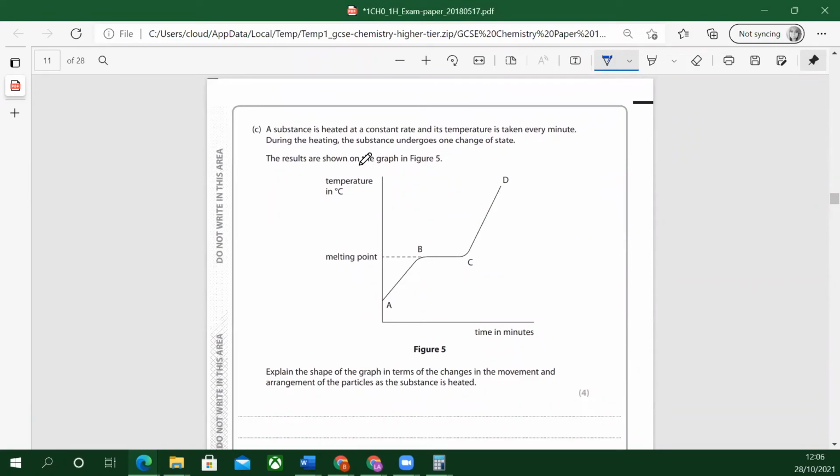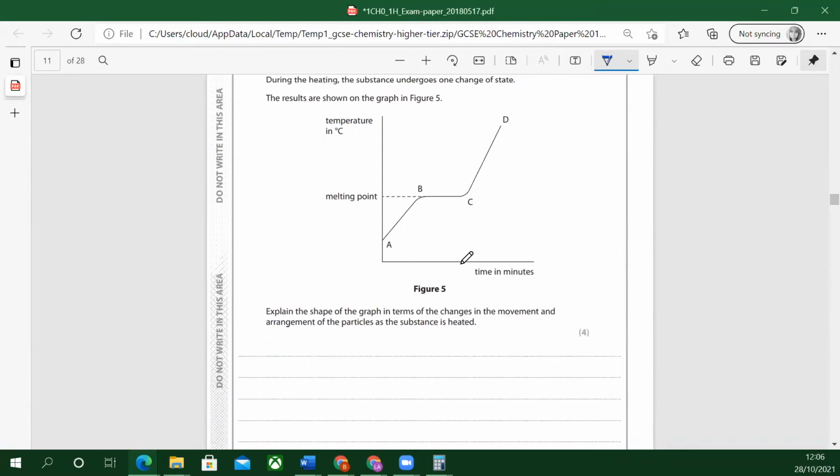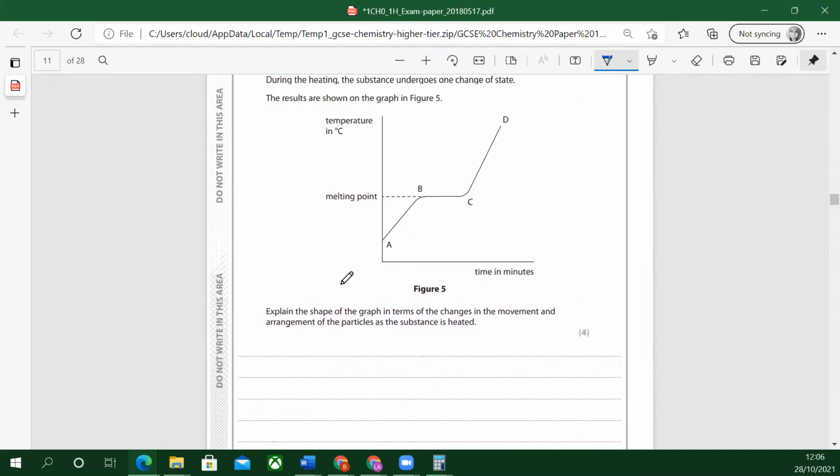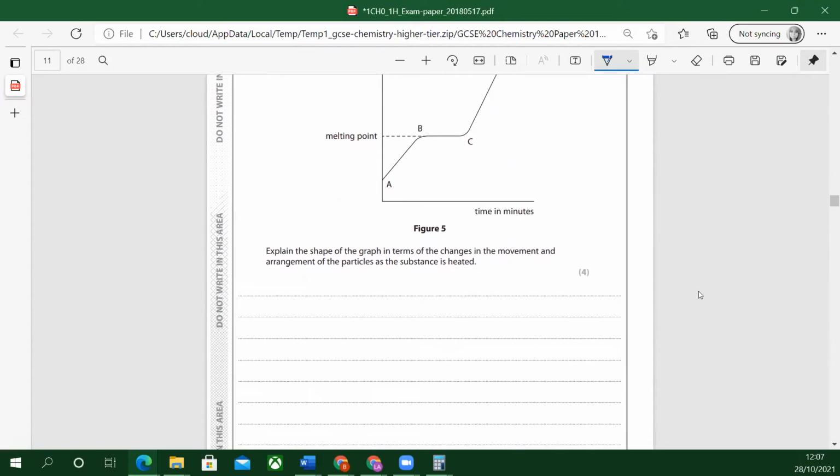A substance is heated at a constant rate and its temperature is taken every minute. During the heating, the substance undergoes one change of state, and the result is shown in figure 5. Temperature is melting point. So A, B, C, and D melted. Explain the shape of the graph in terms of the changes in movement and the arrangement of the particles as the substance is heated.